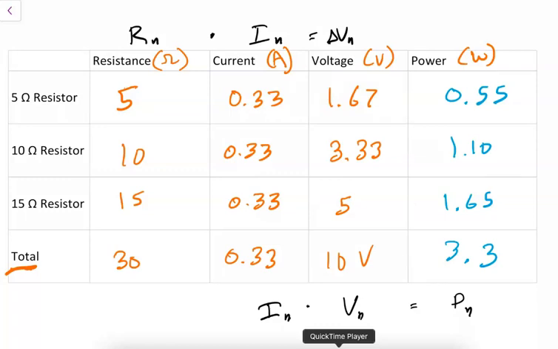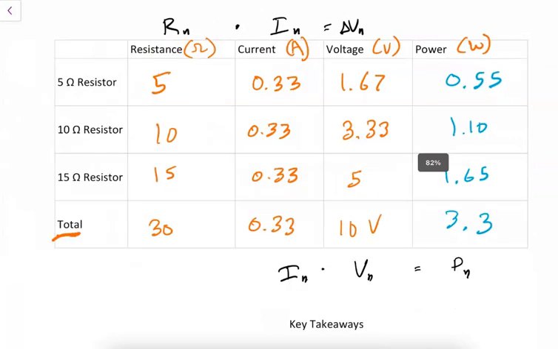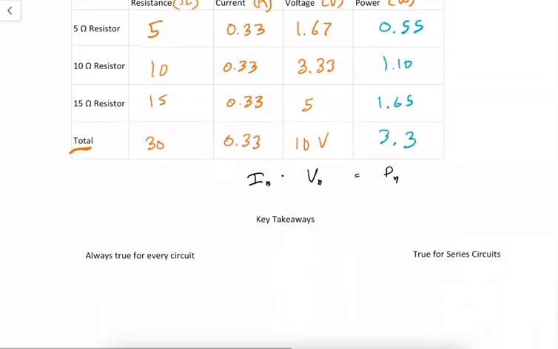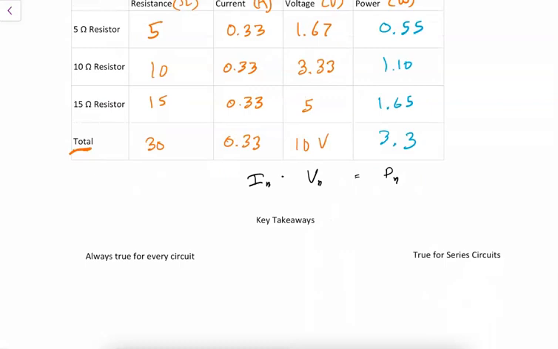But I also want to add in one more thing, and this is our power energy conservation rule. When we add all the powers dissipated by each resistor, we should end up with the power that's provided by the circuit, by the battery. Now, to cover some key takeaways, we're going to separate it into takeaways that are always true for every circuit, and then what's true for a series circuit.